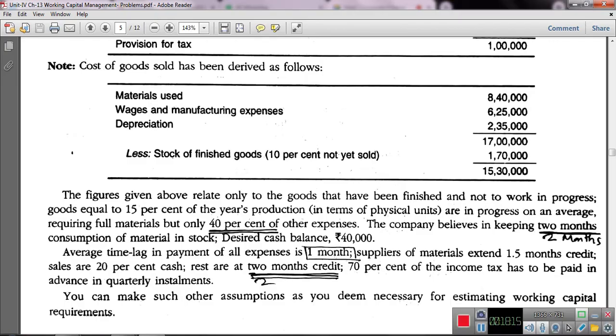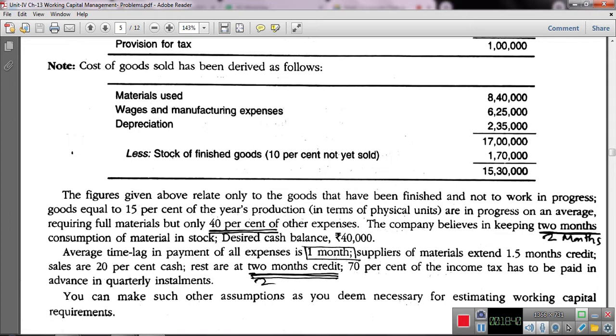70% of the income tax has to be paid in advance. See, 1 lakh rupees is the provision for taxes, of which 70,000 has to be paid in advance. It becomes a current asset, so you have to show it in the current asset part. Please remember, we have learned all these adjustments in theory. Then it is paid in advance in quarterly installments, that is once in 3 months.